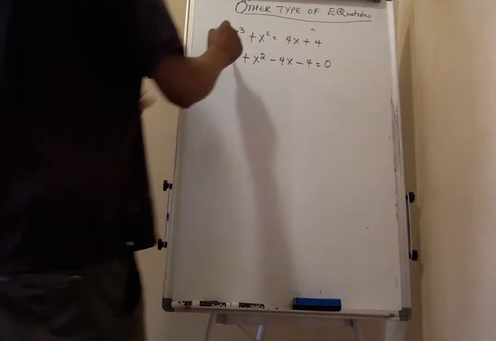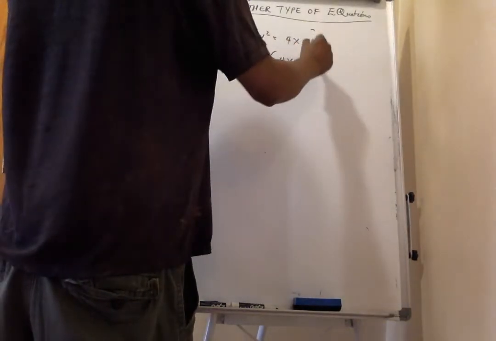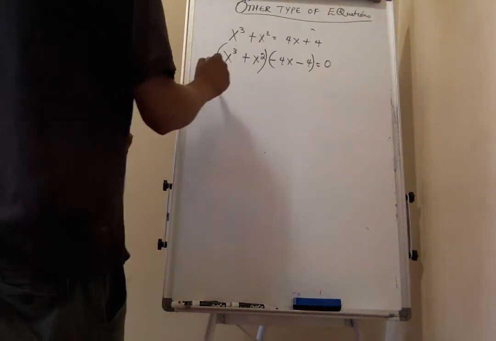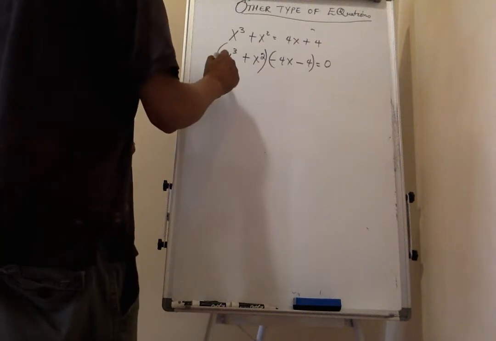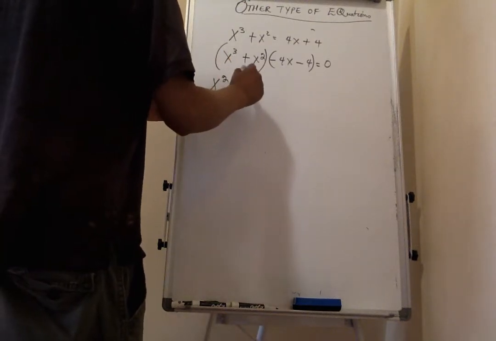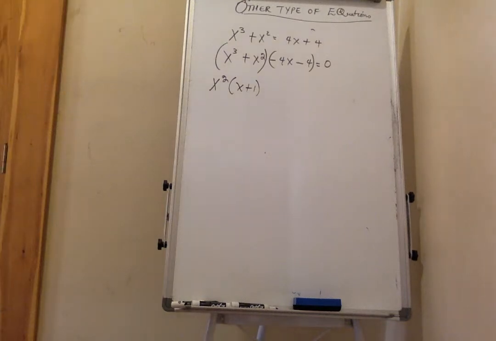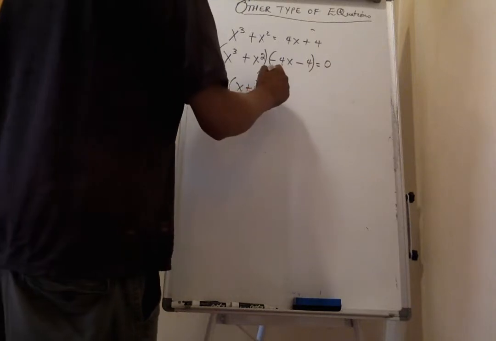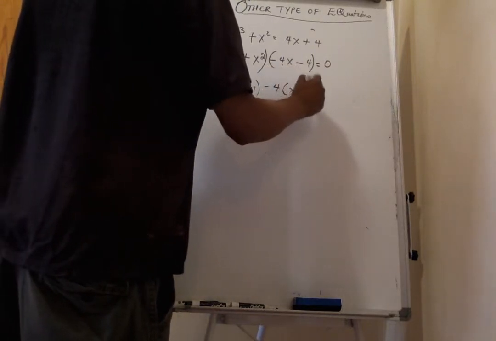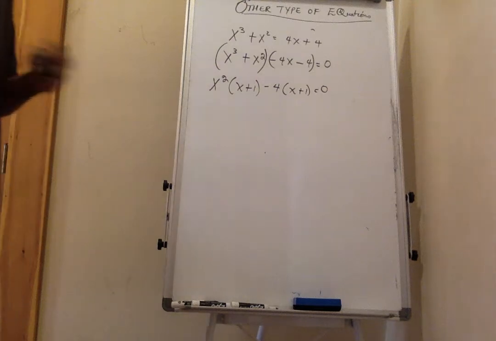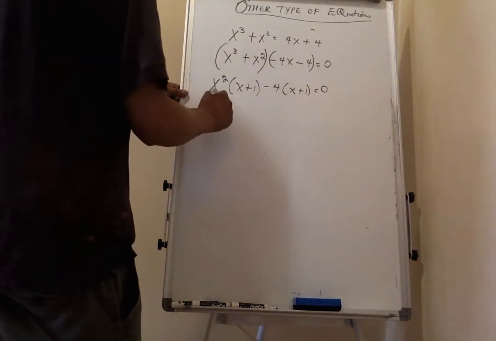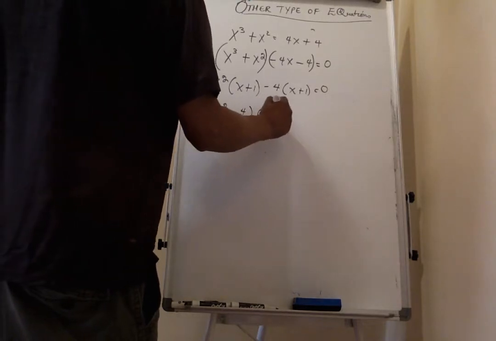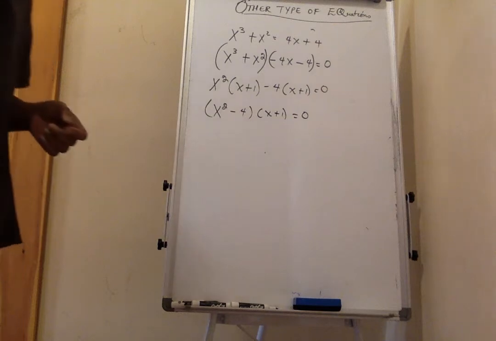And let's go ahead and use grouping because we have 4 terms. So go ahead and find the factor of x cubed and x squared, which is x squared, so you end up with x plus 1, right? And take minus 4 as your factor. So if you do that, then you end up with x plus 1. So let's go ahead and rewrite this. This is x squared minus 4 times x plus 1 is equal to 0.